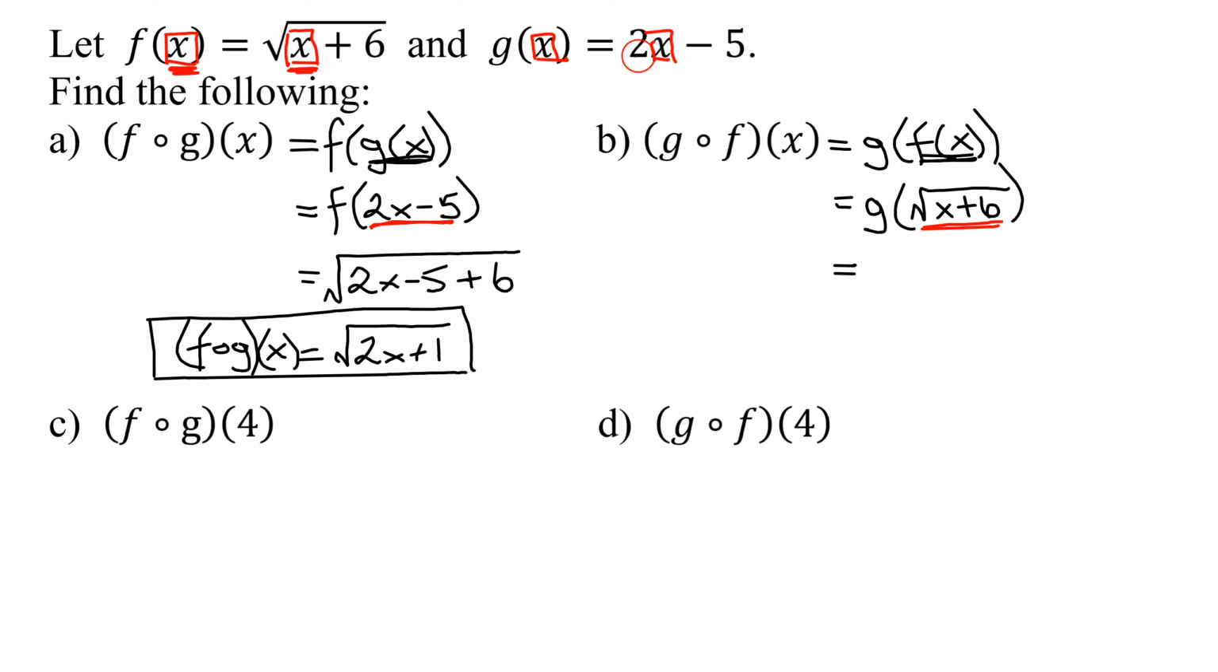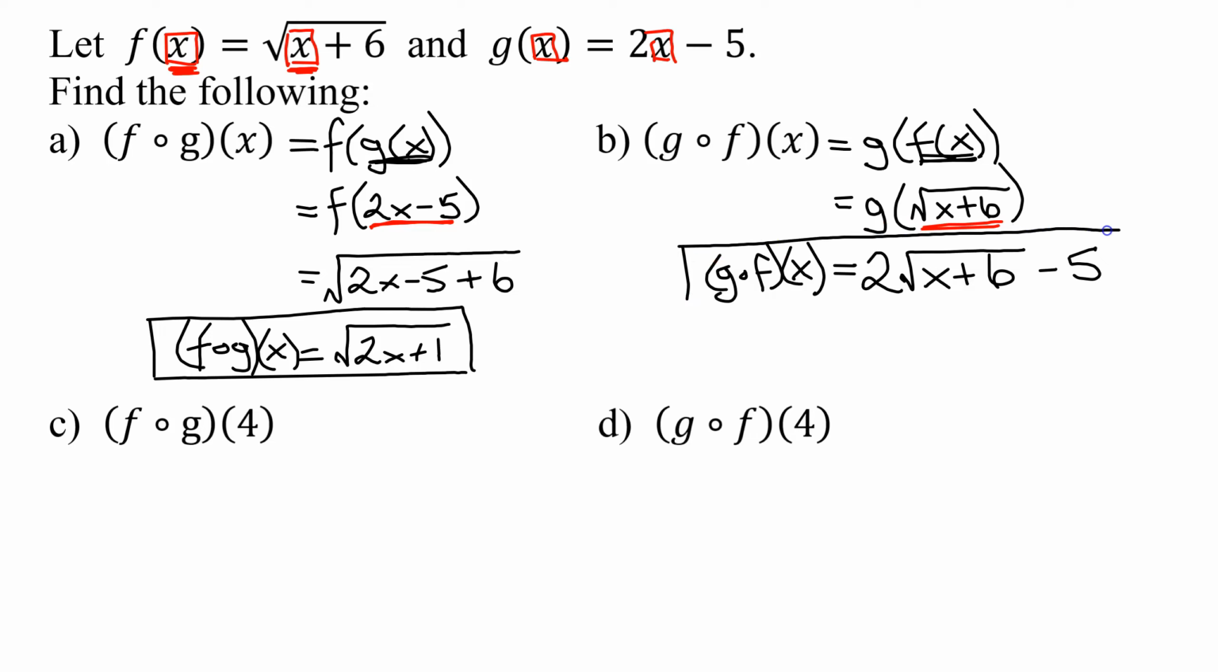So g says take 2, multiply it by whatever I'm going to put here, which is going to be the square root of x plus 6, and then I have to have minus 5. Now, can I combine this 6 and this minus 5? No, the 6 is under the square root, the minus 5 is outside it. So g composed with f of x is 2 times the square root of x plus 6 minus 5.